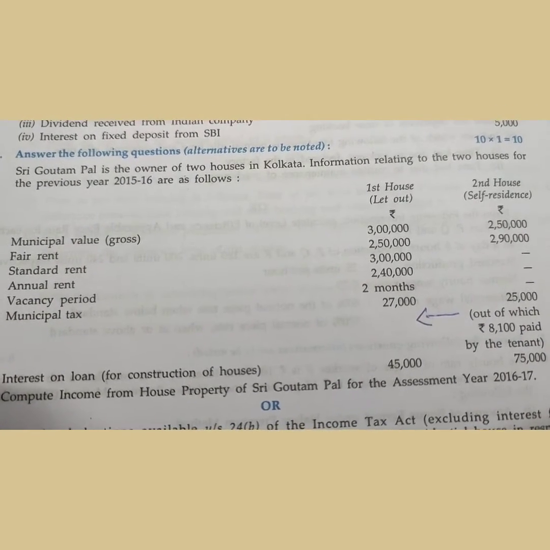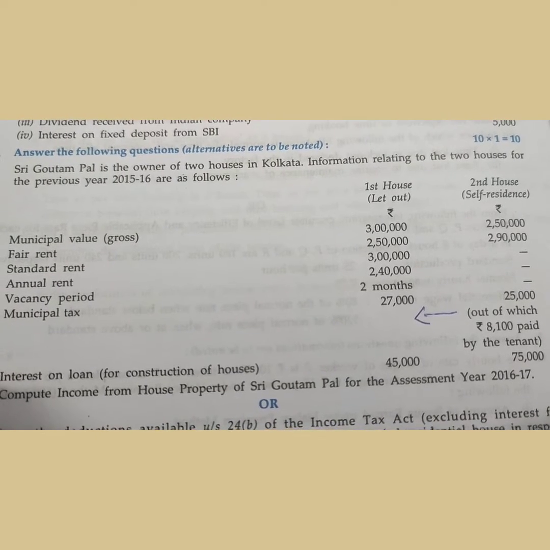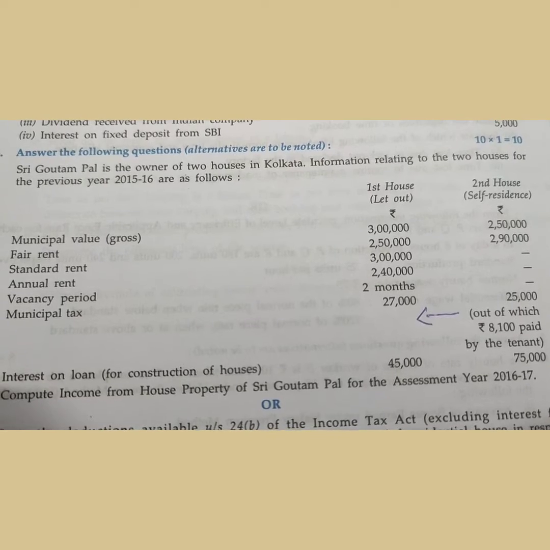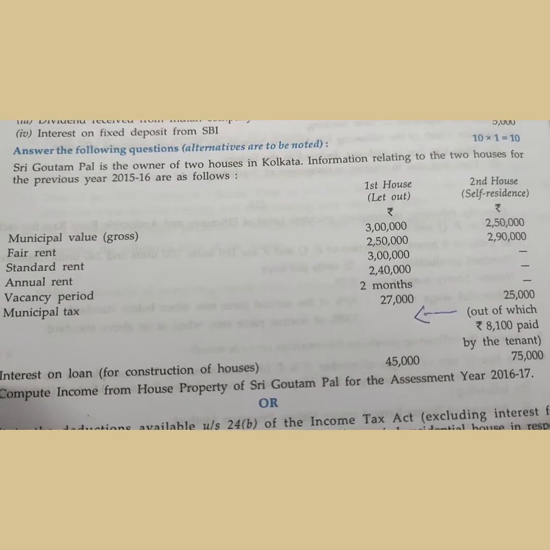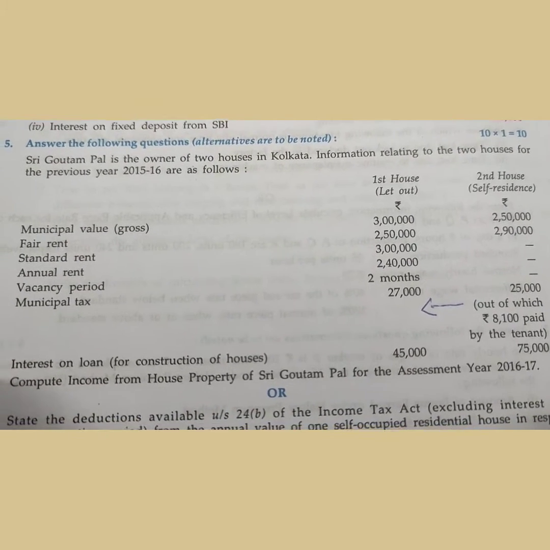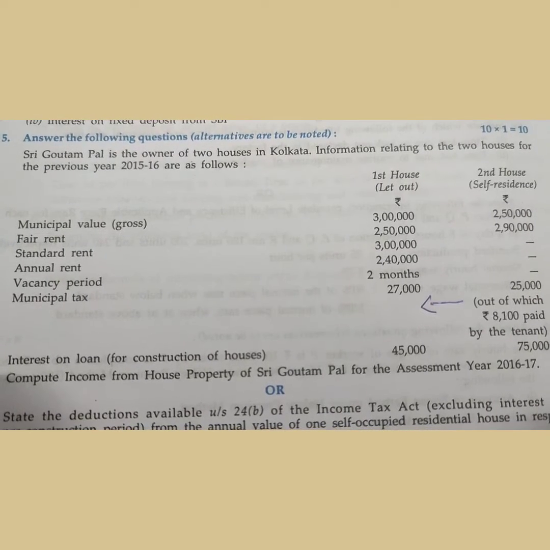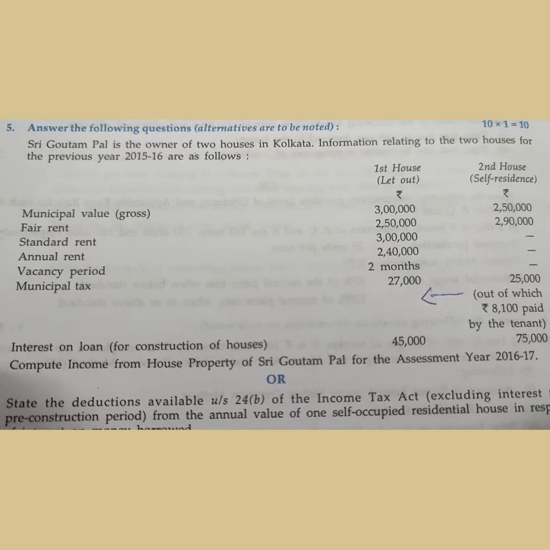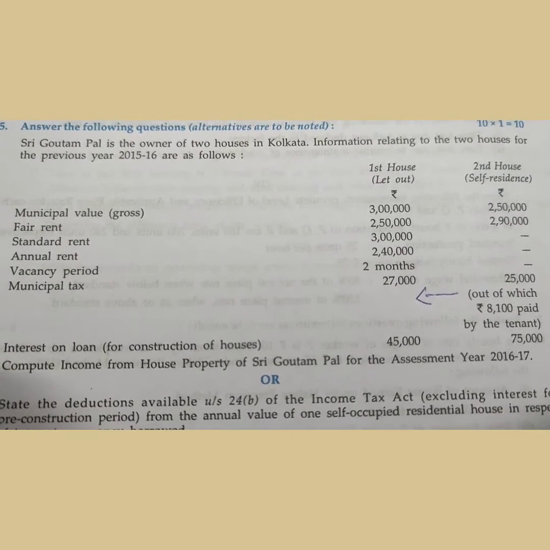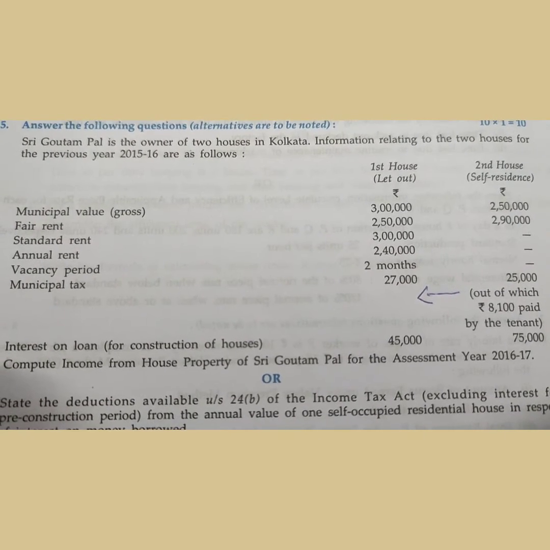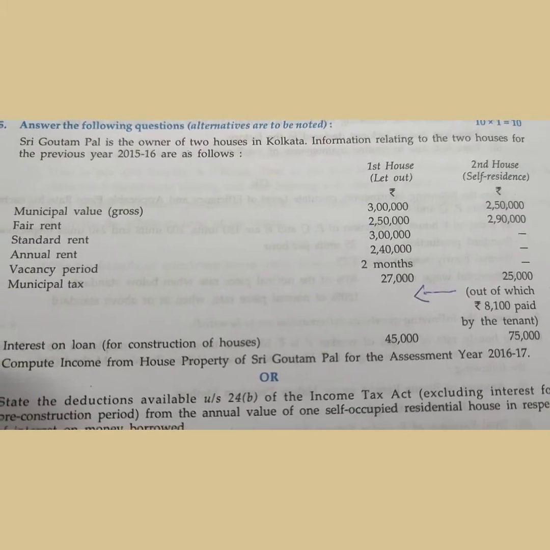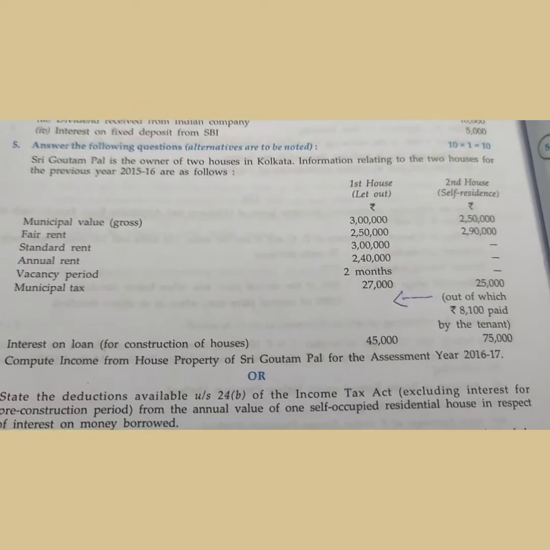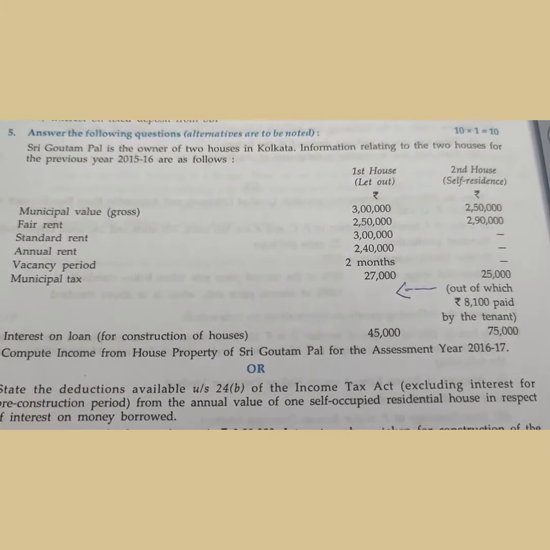That means for let out house, total municipal tax is 27,000, out of which 8,100 is paid by the tenant. And interest on loan for the construction of houses 45,000 for the first house and 75,000 for the second house. Compute income from house property of Sri Gautam Pal for the assessment year. Change it as 2022-23.